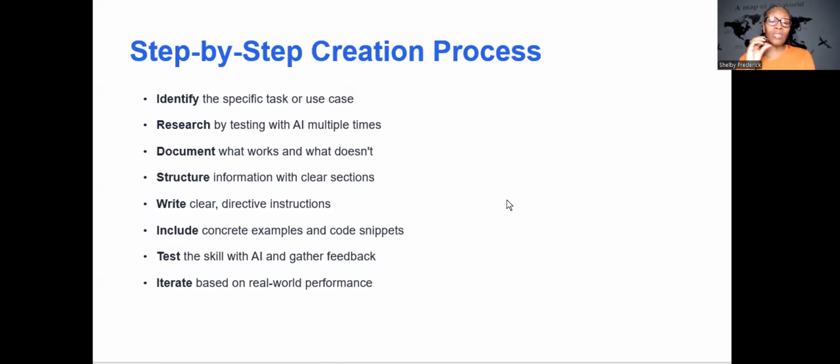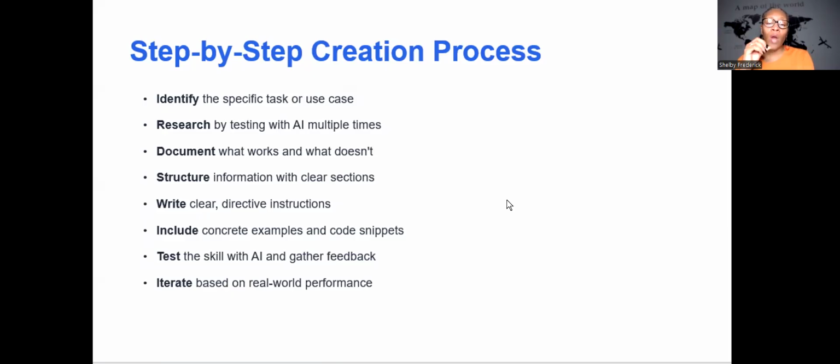The next would be to document. You want to document what works and what doesn't. The next would be structure. You want to structure the information with very clear sections. So you don't want to just have everything all in one long paragraph or one long document. You want to structure it so that it makes it easier for AI to get the instructions.